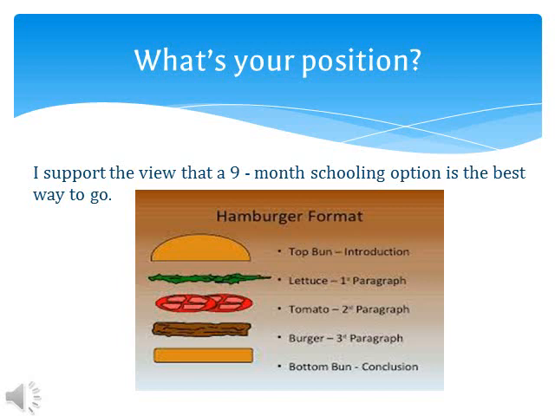After reading through the two views on the topic found in Article A and Article B, you could pick and defend either option. But for now, let's say that we are going to take the view that a 9-month schooling option is the best option, and we are going to use the hamburger method to organize our information and write our essay. The hamburger organizer will help us make sure that we write an essay that has 5 paragraphs. It will have an introduction, it will have 3 middle paragraphs, and it will have a final concluding paragraph.